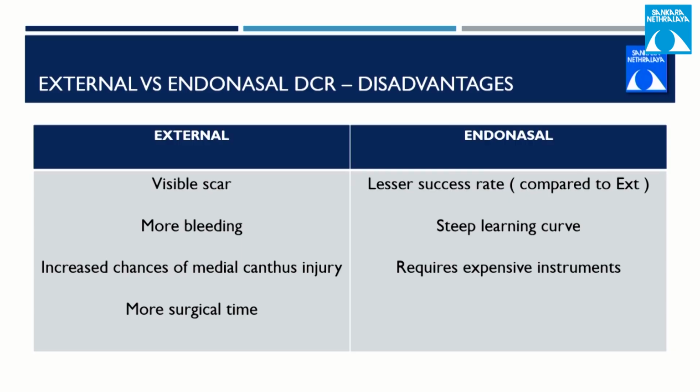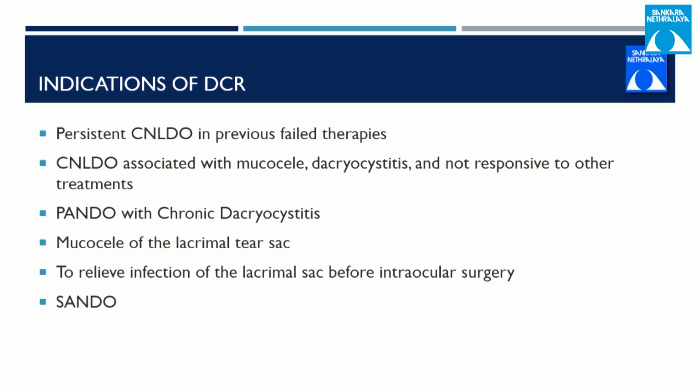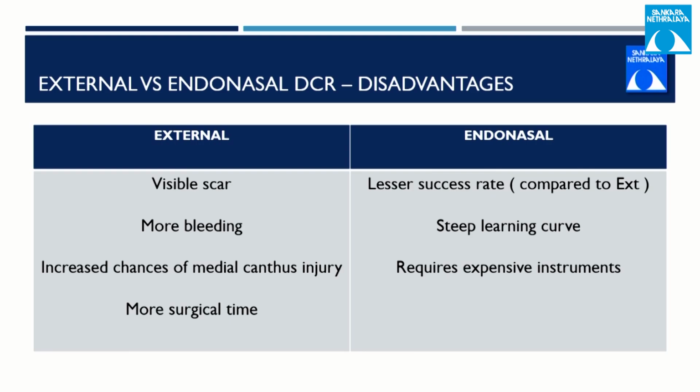Disadvantages. In external DCR, there's visible scarring, there's more bleeding, and there's increased chances of medial canthus injury, and more surgical time is required to do the procedure. In endonasal, there's lesser success rate and there's a steeper learning curve and it requires more expensive instruments. So the other thing is the main advantage and disadvantage would be the scar, and that is scarless.